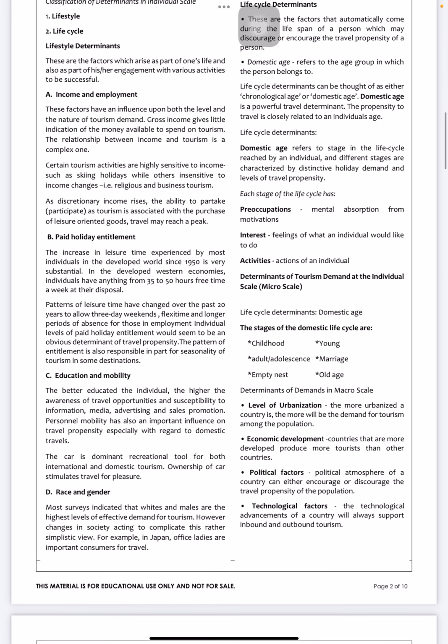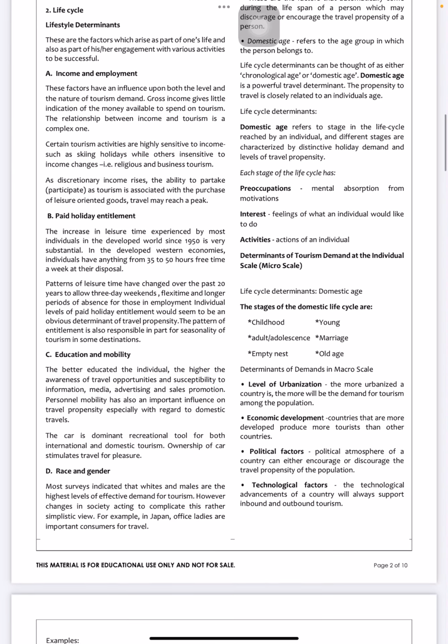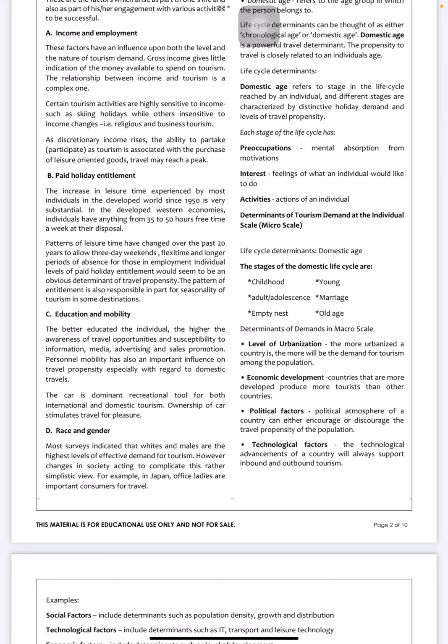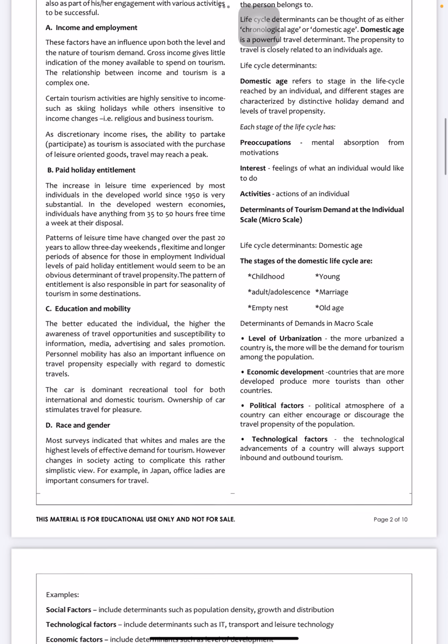So determinants of tourism demand on the individual scale or micro scale. The stages in the domestic life cycle are childhood, adult, empty nest, young, marriage, and old age. So the sequence or the endeavor of one's life from baby to old one. Then determinants of demand on the macro scale. There are levels. So, level of urbanization. The more urbanized a country is, the more will be the demand for tourism among the population.